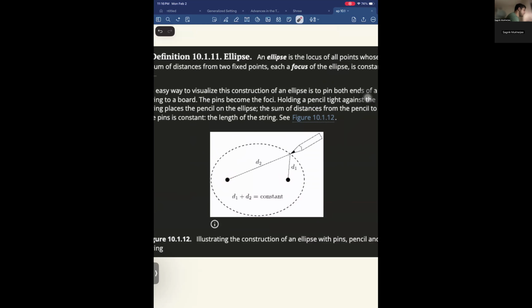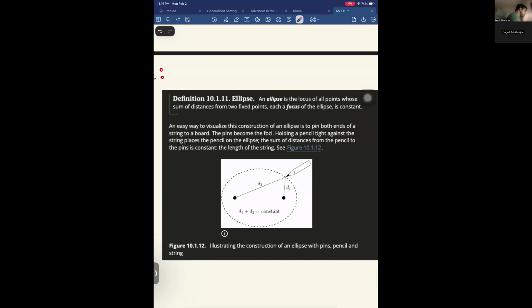And what happens? Consider all the points such that if you sum up the distance of that point from the foci, the sum is constant. So if you take any other point on the ellipse, the sum of these two lines is equal to the sum of these two lines, lengthwise.